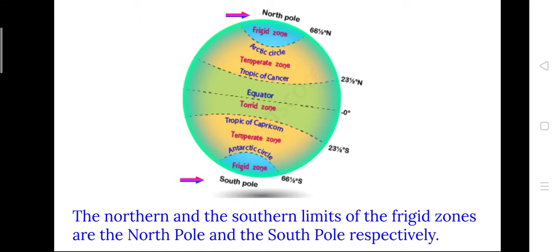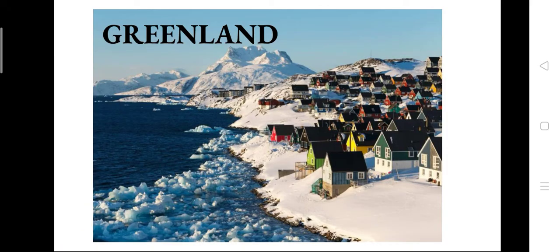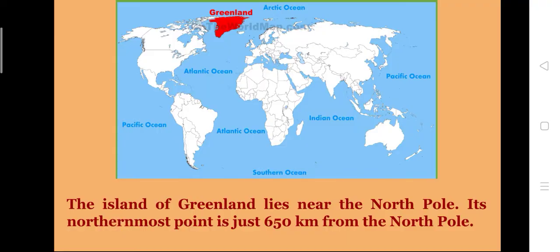The northern and the southern limits of the frigid zones are the North Pole and the South Pole respectively. Students, we have already learnt about North Pole and South Pole. They are the extreme limits of the globe. The northern and southern limits of the frigid zones are these two poles only. Now let us study about Greenland.